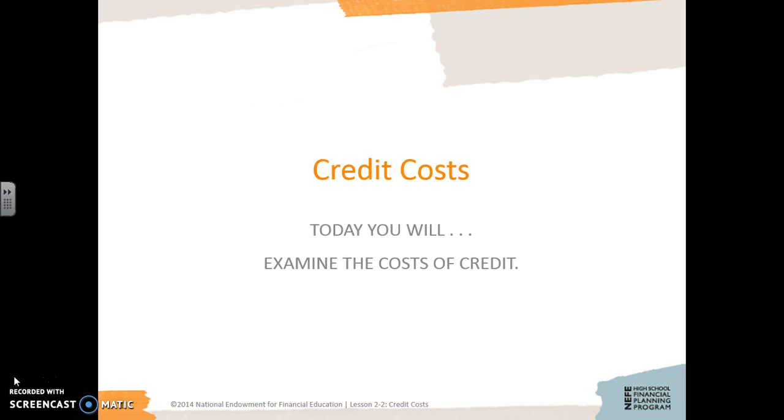The three things that you're going to be doing today are examining the cost of credit. So in this lesson, you will be able to give examples about how credit is used. You'll be able to identify typical costs and the terms of credit, and you'll be able to calculate the cost of using credit. And you'll learn what you've used to consider different borrowing options for a specific situation.